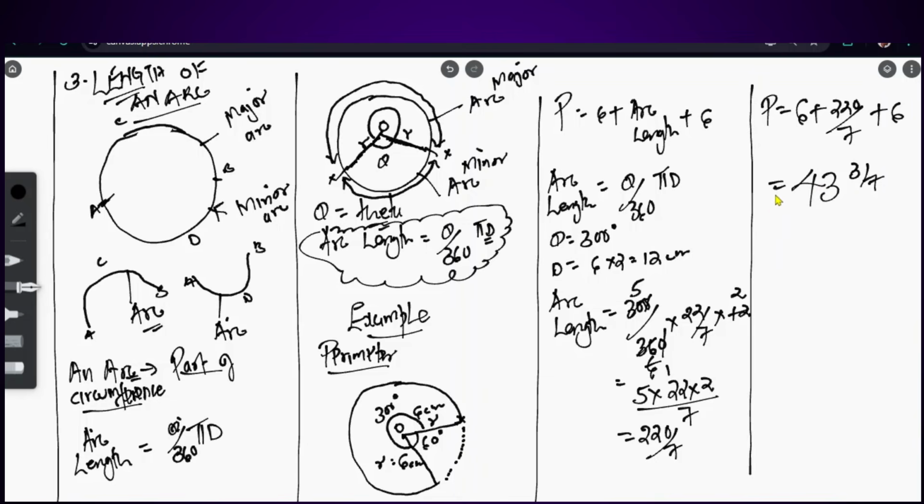You can use the method of getting the LCM. Because of time, I don't want to do every detail there, but you can follow through. You can get the LCM of all this, then you work it out. So that is how we get the length of an arc. An arc is part of the circumference.